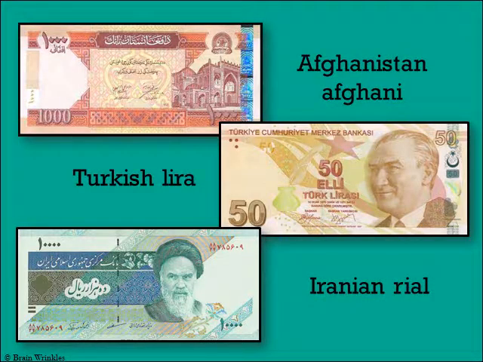Here are some examples of different types of currency from the region we're studying. You can see the Afghani, which is from Afghanistan, the Turkish lira, and the Iranian rial. The Iranian rial has a picture of the Ayatollah, who was the religious leader of Iran that we talked about when we were doing the government section. Next slide.